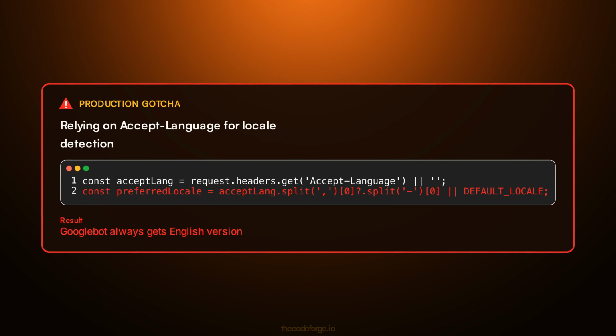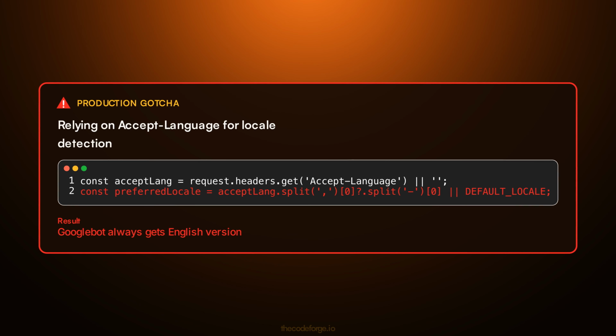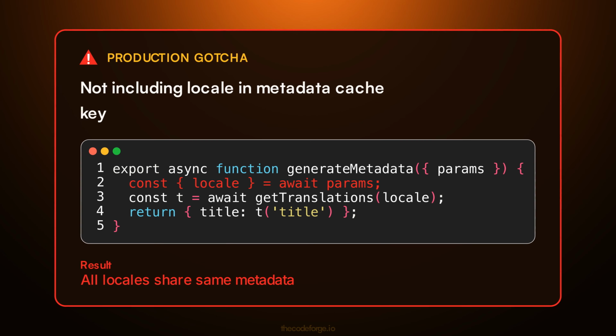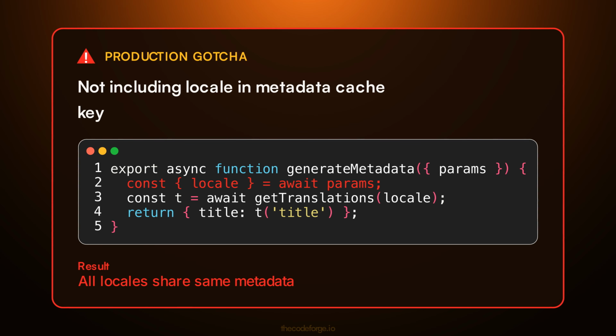Googlebot's Accept-Language header is inconsistent. It often sends en-US even when crawling non-English pages. If you rely on Accept-Language instead of URL prefix, Googlebot will always request the English version, never indexing your translated pages. If you don't include locale as a dependency in your metadata function, Next.js may cache the result across locales. Always ensure your function uses the locale parameter so each locale gets its own metadata.